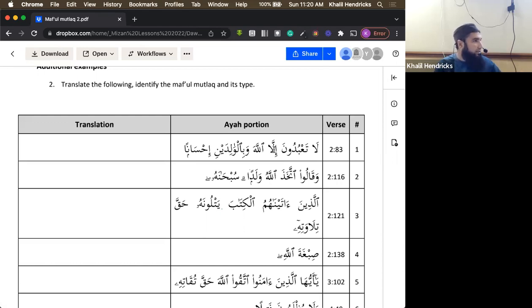وَبِالْوَالِدَيْنِ أَحْسِنْ. And to your parents, do good. Understand? To your parents, do good. Do good is an amr, a fi'l al-amr. That word ihsanan is coming in replacement of it.